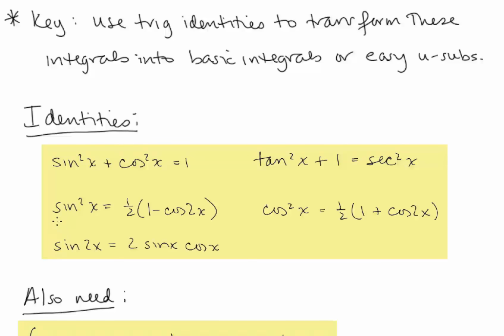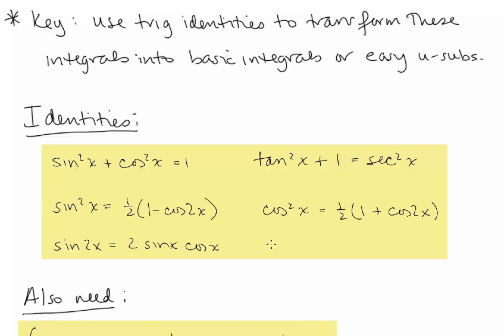We have sine squared x is equal to 1/2 of 1 minus cosine 2x. Cosine squared x is equal to 1/2 of 1 plus cosine 2x. And the way that I remember the difference between these two formulas is this: the I in sine, I think about the minus sign here. And sine 2x is equal to 2 sine x cosine x. So these are typically the identities that you're going to see come up in these types of integrals.